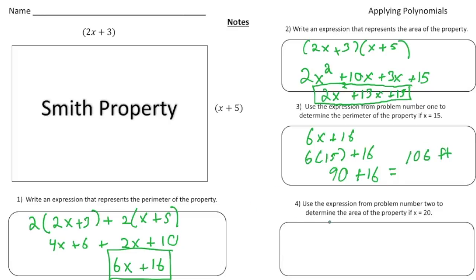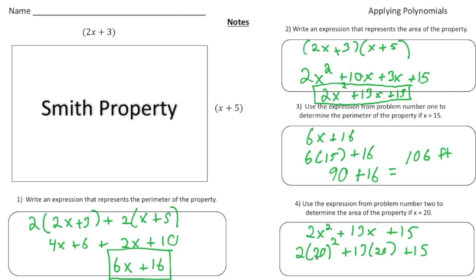And then last but not least, it says use the expression from problem number 2 to determine the area of the property. So again, I'm going to copy down the expression 2x squared plus 13x plus 15. And we know that x equals 20, so I'm going to substitute a 20 in for every x. So this is really going to be 2 times 20 squared plus 13 times 20, and then plus 15.